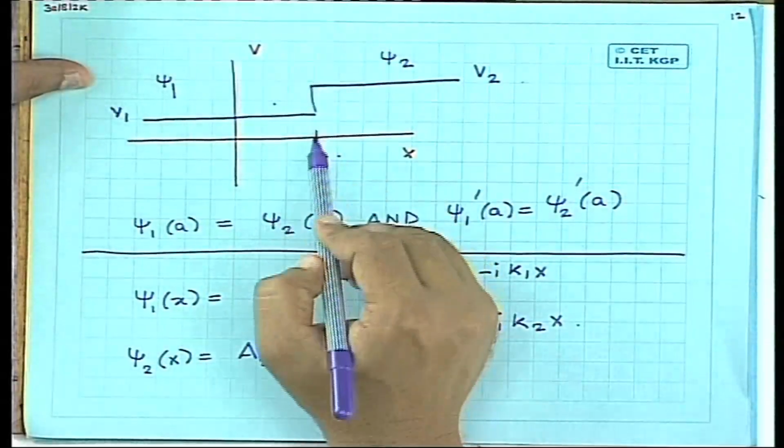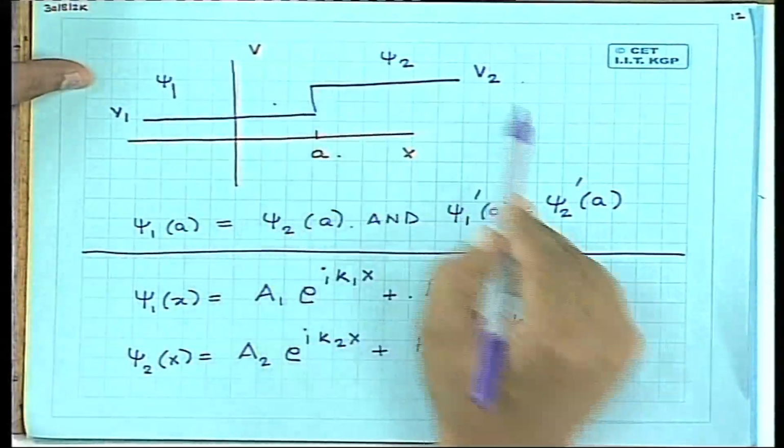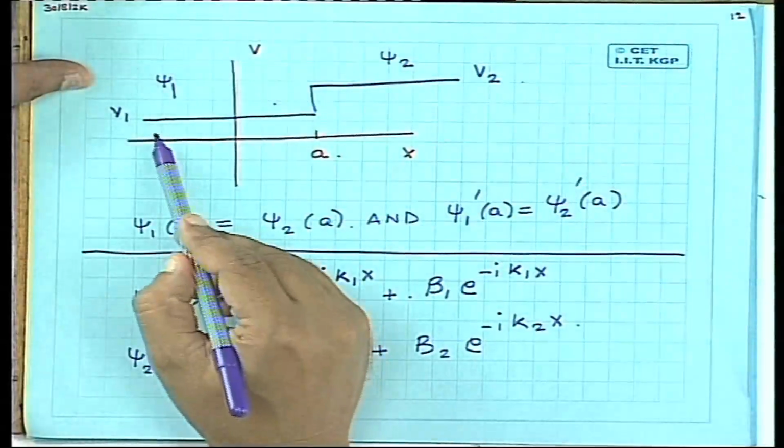Now we want to put together various bits of constant potentials to describe some realistic situations. So the next step was a situation where the potential had a step. So there is a value V1 to the left and a value V2 to the right. And we were matching the boundary conditions at the point a where the potential suddenly changes from one constant value to the other.